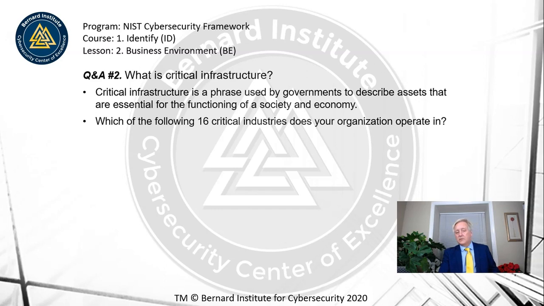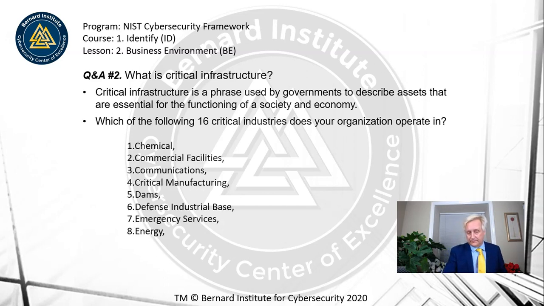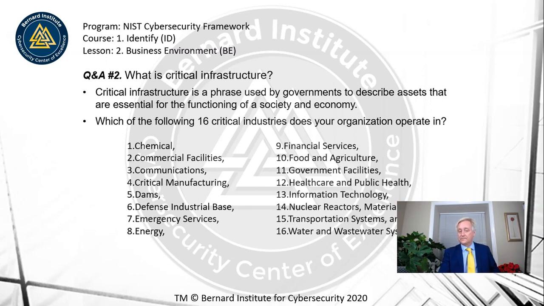Which of the following 16 critical industries does your organization operate in? So we know that there's 16 different types of industries in critical infrastructure. Is your organization part of a chemical manufacturing process or services? How about commercial facilities, communications, critical manufacturing? How about dams? What about the defense industry base? How about emergency services or energy?